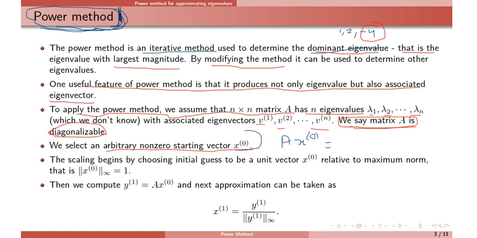So I am starting with a non-zero vector. You should not start with 0, because if I start with 0, then A times 0 will be 0. So it's better to start with, if you have a 3 by 3 matrix, 1 1 1, or say 1 0 0. Start with any non-zero vector which is the initial guess.